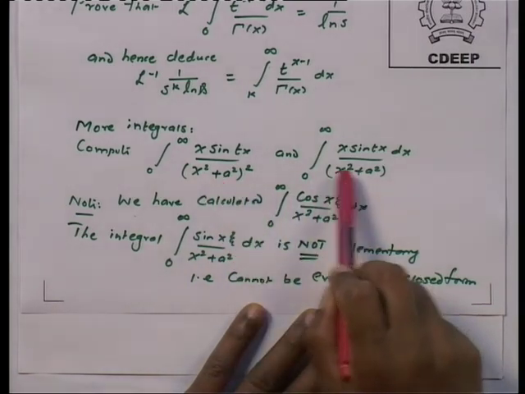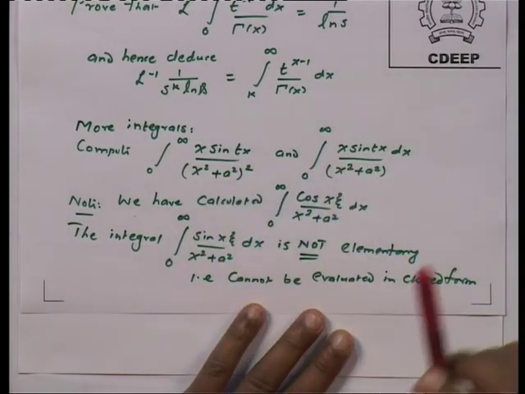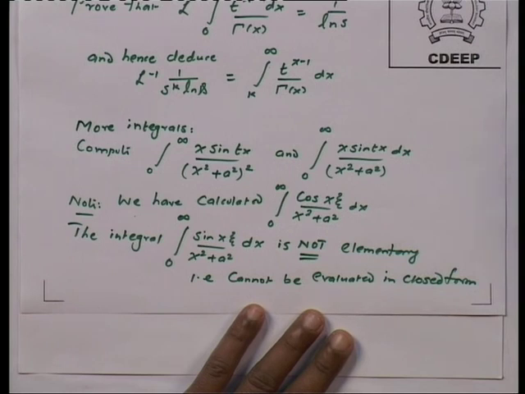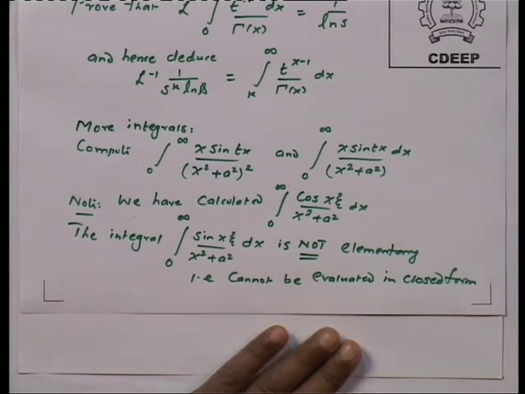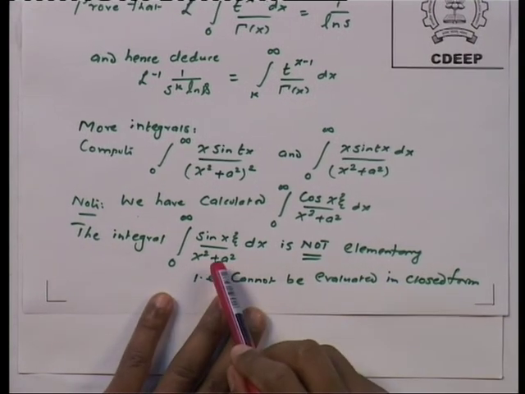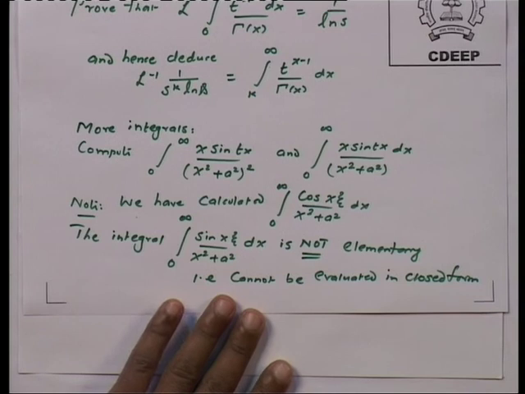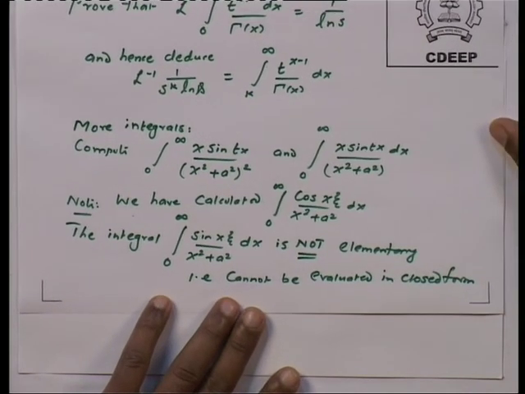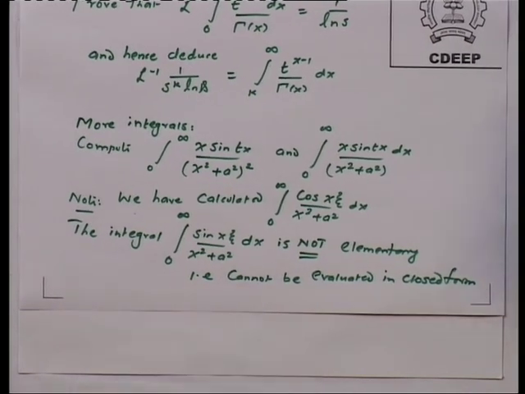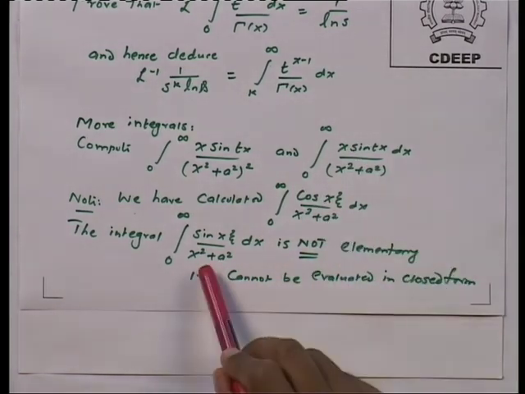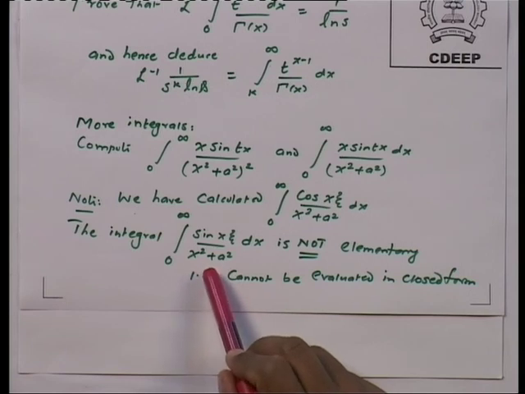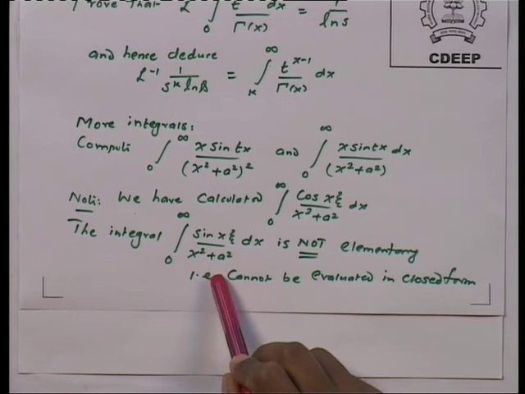So these are Fourier transforms again. By the way, there is a comment here. We have computed the integral from 0 to infinity of cos x psi upon x squared plus a squared dx. If you try calculating the integral of this, you are going to run into some serious difficulties. It is not so simple. Try calculating this integral. I will be very interested if you succeed. It will be very interesting to calculate this in closed form.